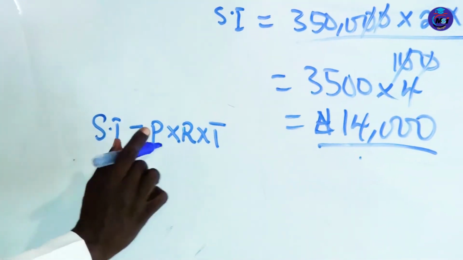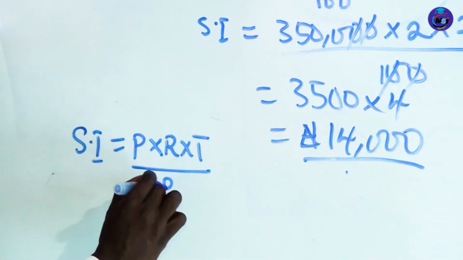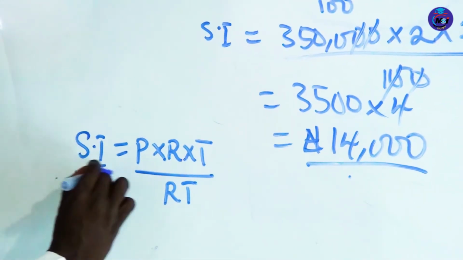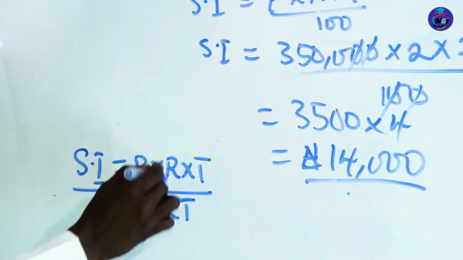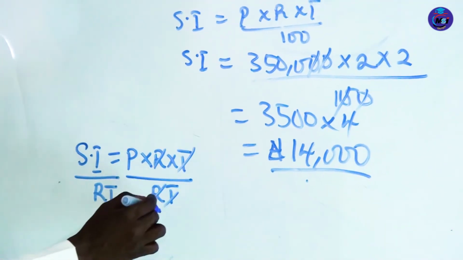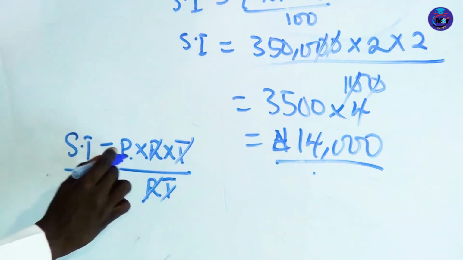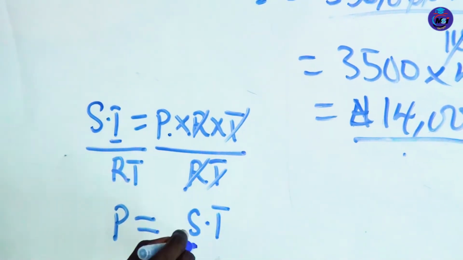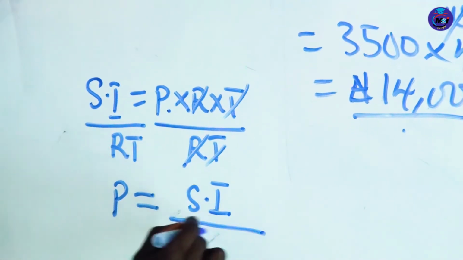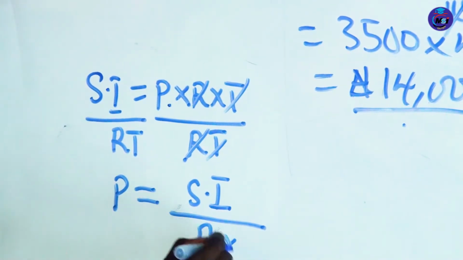You want to find P. You divide both sides by RT. Divide this by RT. This R will cancel R. This T will cancel T. Remain P. P will give you simple interest divided by R times T.